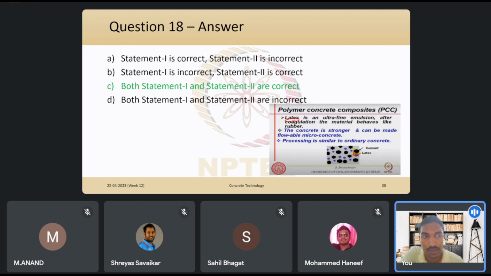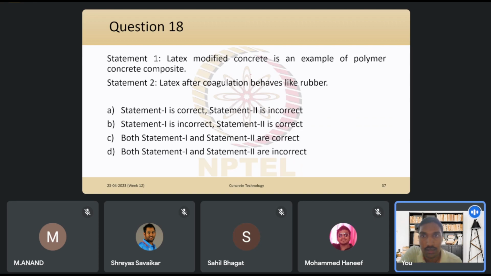So in that case, what happens, after coagulation, which means that it will come together, right? So it will come together and then it will form bigger particles, right? So that's what coagulation is. So it will do that and then it will behave like a rubber. So that's how this material behaves. And this is one such material that we can use for creating the polymer concrete composite, right? So this is what we saw, and that's what is given in the two statements as well.